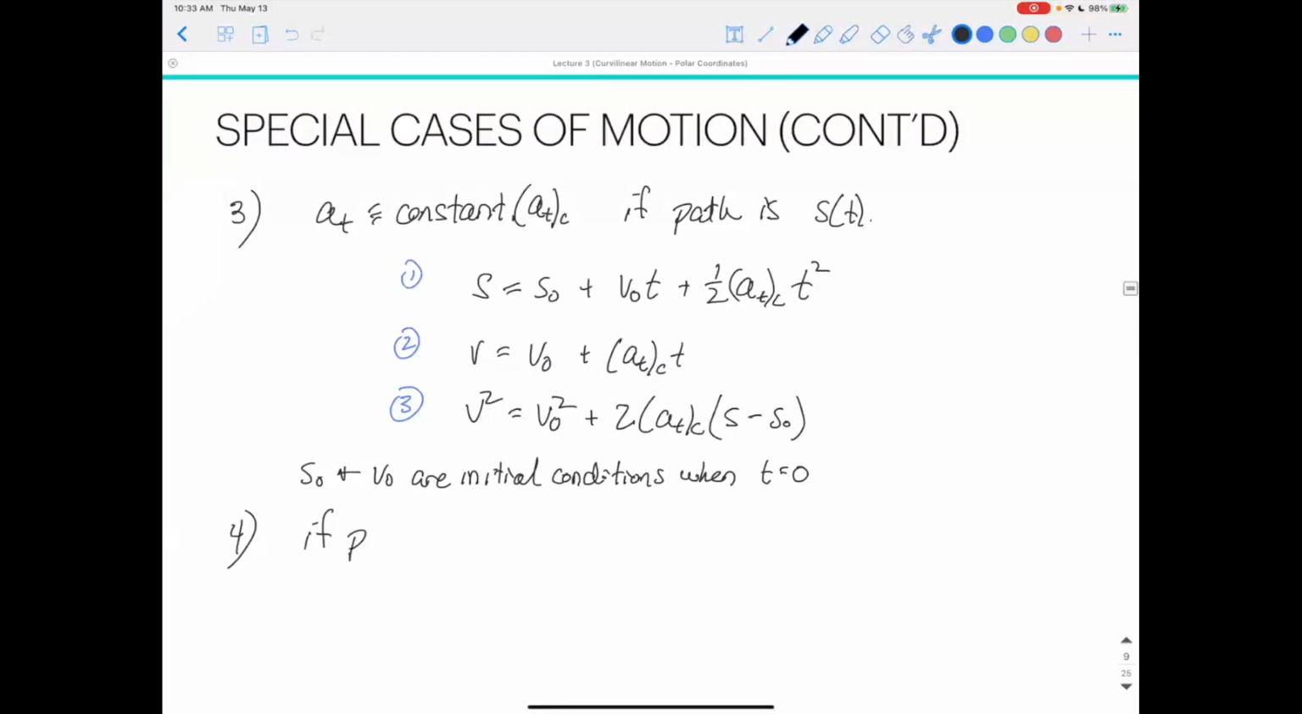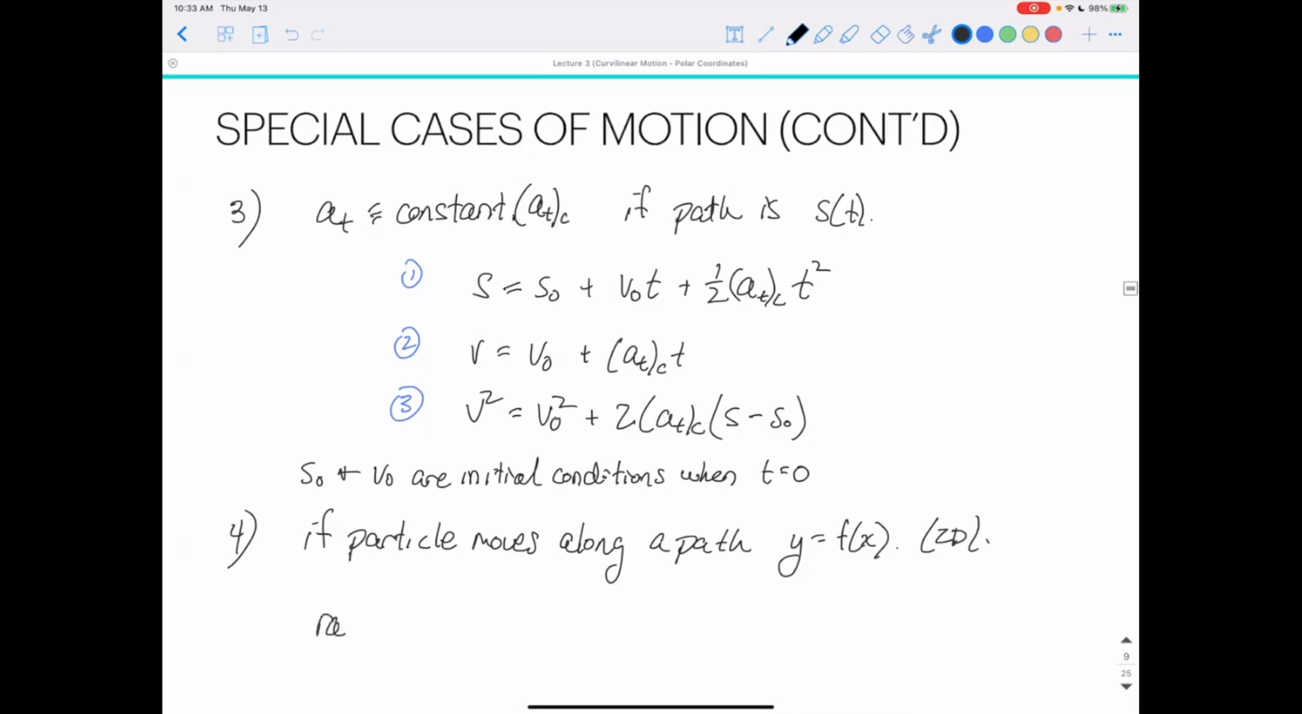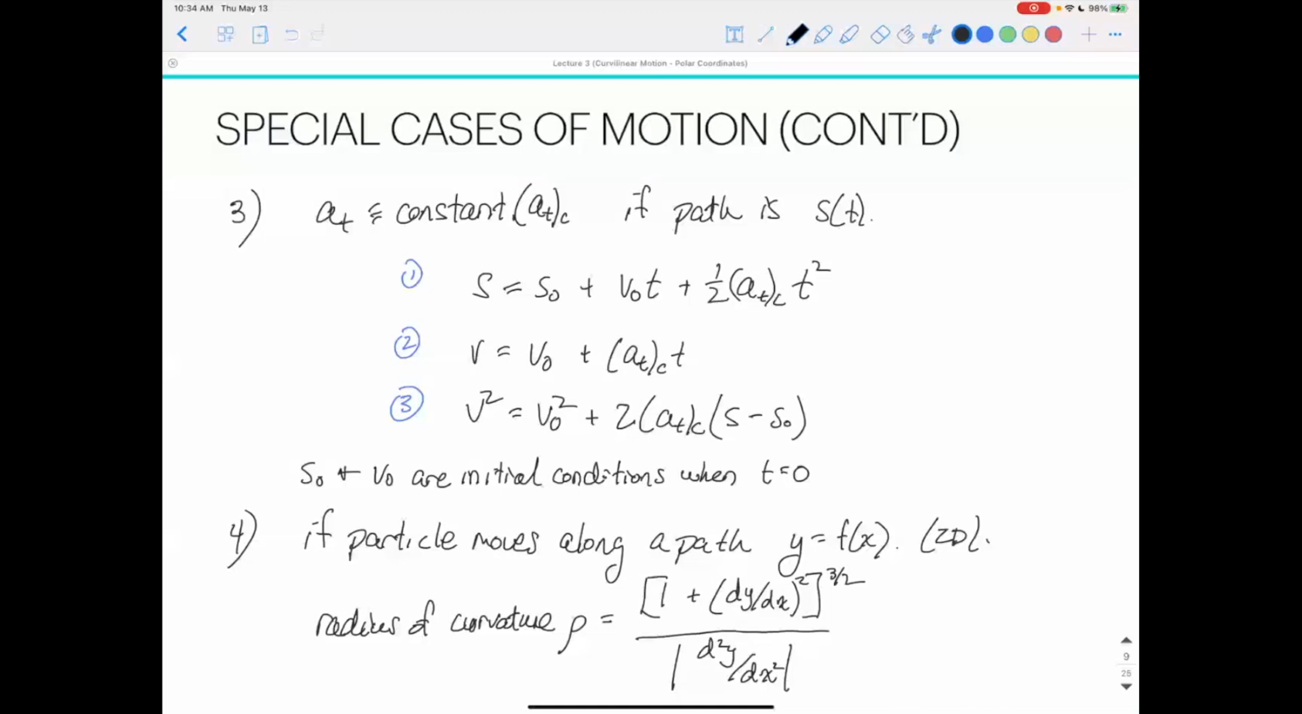So if a particle moves along a path, and that path is defined as y is some function of x, so in 2D, then we can write the radius of curvature rho, don't be intimidated by this, is equal to 1 plus the derivative dy dx squared to the power of 3 over 2 divided by the absolute value of the second derivative d squared y dx squared.